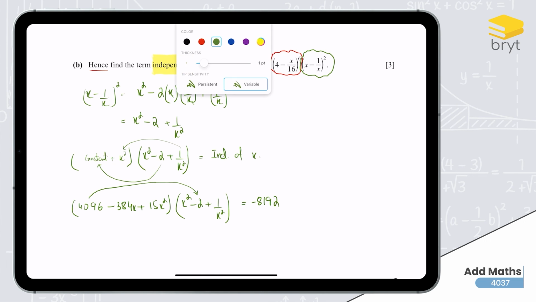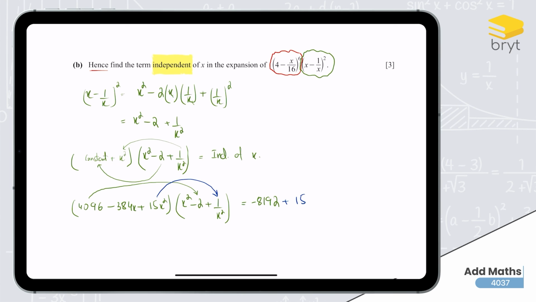Let's switch to another color. Minus 384x sadly cannot be multiplied by any such term so that we have a term that's independent of x. For 15x squared, there's no point in multiplying it with x squared because that won't give us a term independent of x. And there's no point in multiplying 15x squared with minus 2, again we'll have x squared towards the end. However, 15x squared multiplied by 1 upon x squared will cancel out the x squares and we'll be left with 15. So plus 15 is another term that is independent of x.